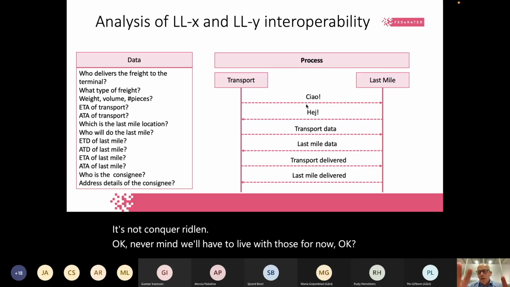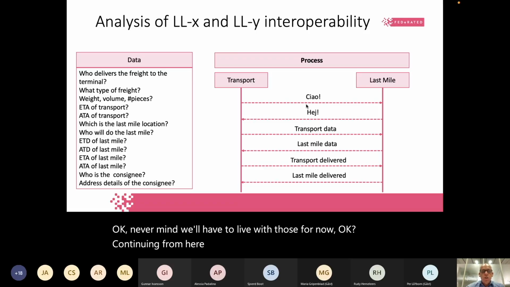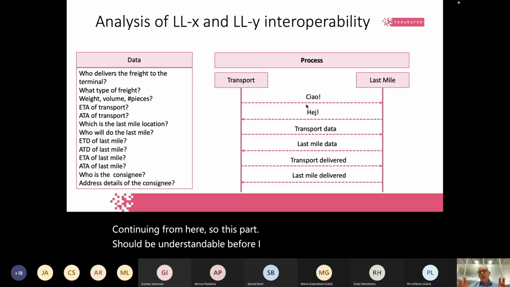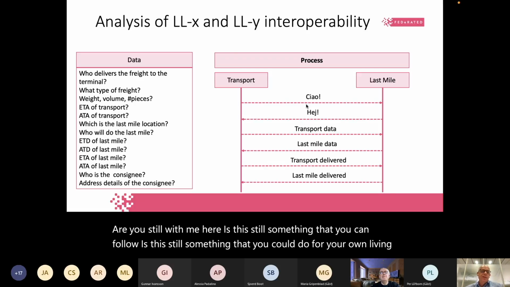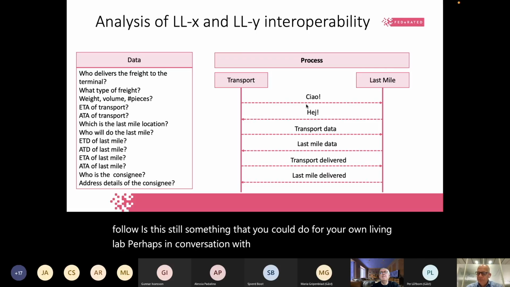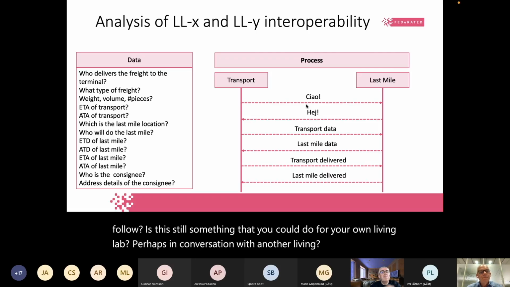Okay, continuing from here. So this part should be understandable. Before I go on, are you still with me here? Is this still something that you can follow? Is this still something that you could do for your own living lab, perhaps in conversation with another living lab? Yes, for me, Sjoerd here, Henk, for me, it's quite understandable and workable for our living labs.